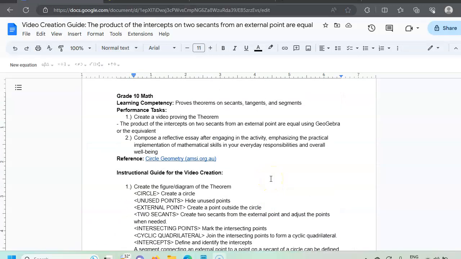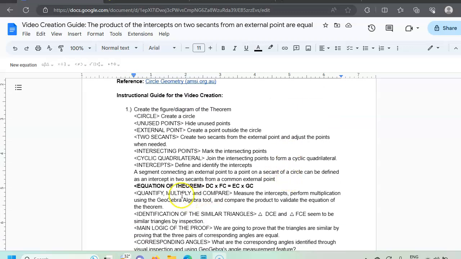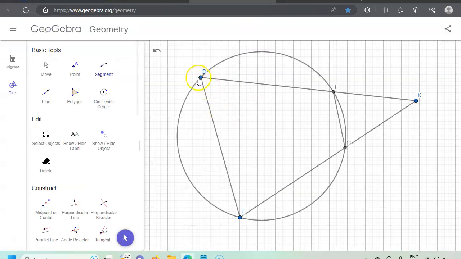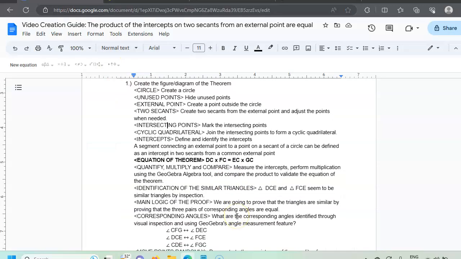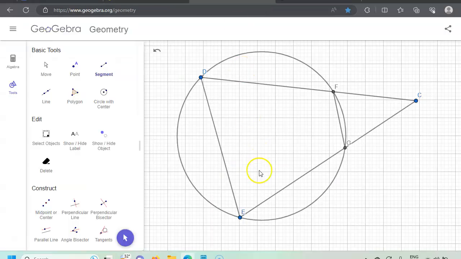Okay, so what is the theorem that we are going to prove? The theorem says the product of the intercepts on 2 secants from an external point are equal. So what will be the equation of the theorem? So that would be DC, okay, look at here, DC times FC will be equal to EC times GC. Now, we are going to measure all of the intercepts and then perform multiplication, okay, using the algebra tool of GeoGebra and compare the product. Alright, to see if the theorem is correct.